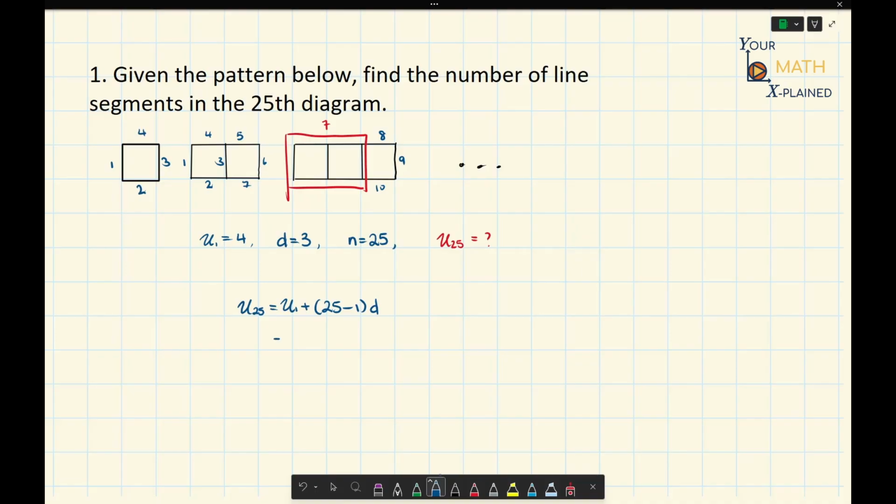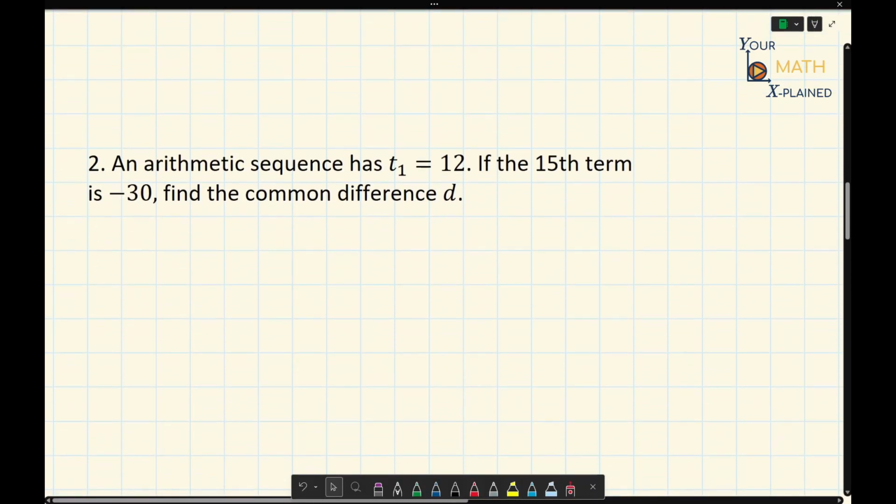Now substituting in the other values, we get 4 plus 24 times 3. Then we get u sub 25 is equal to 76. So therefore, the 25th diagram is going to have 76 line segments. That was pretty straightforward. So let's take a look at the next example.